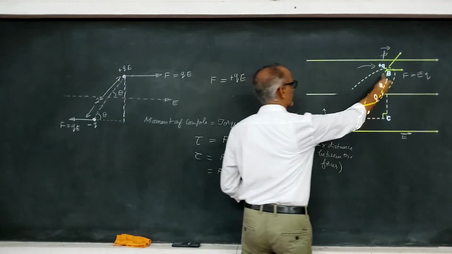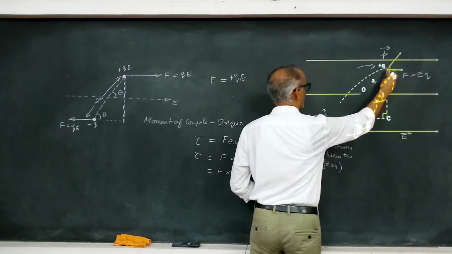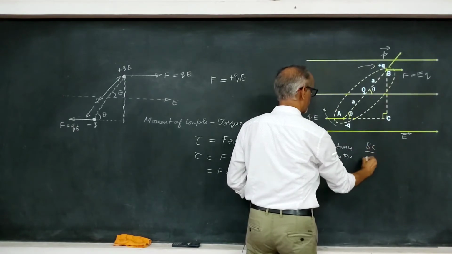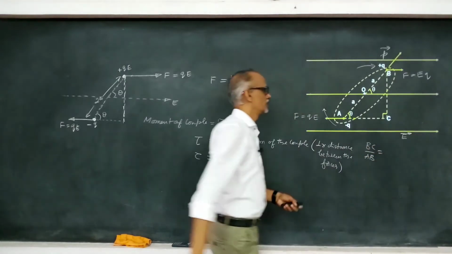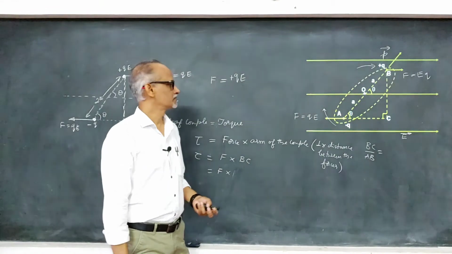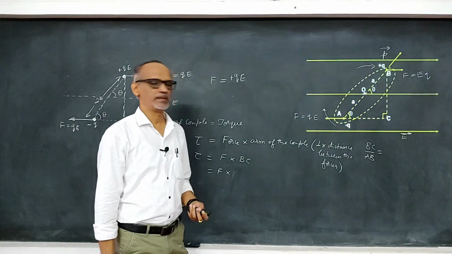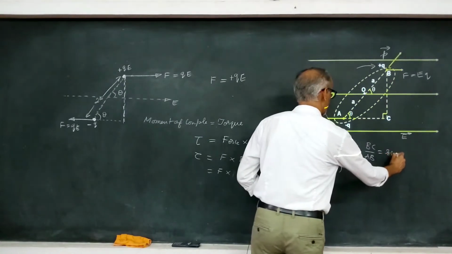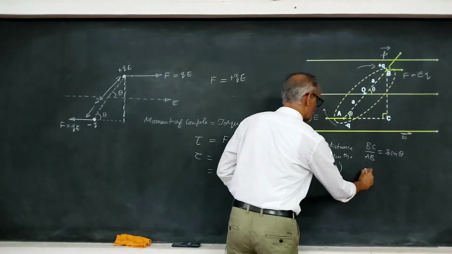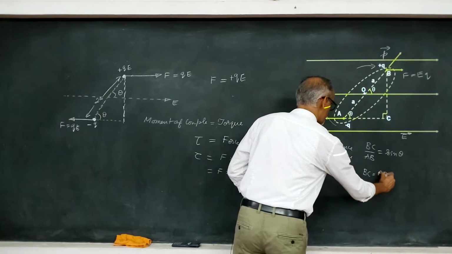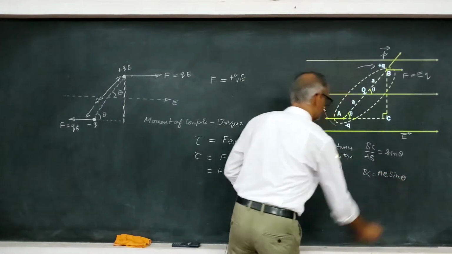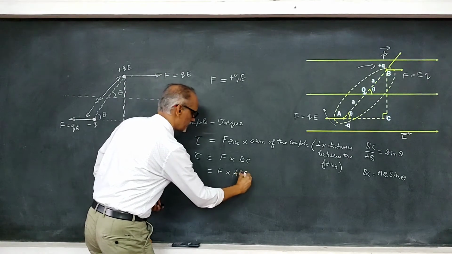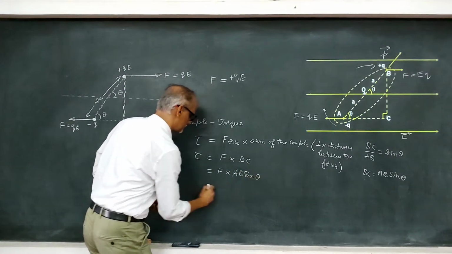That BC we can write like this. See, this is a right angle triangle. Correct? BC by AB. BC is the opposite side, AB is the hypotenuse. So, BC, opposite by hypotenuse, is sine theta. So, BC is equal to AB sine theta. So, that is what I am going to write. BC is equal to AB sine theta.